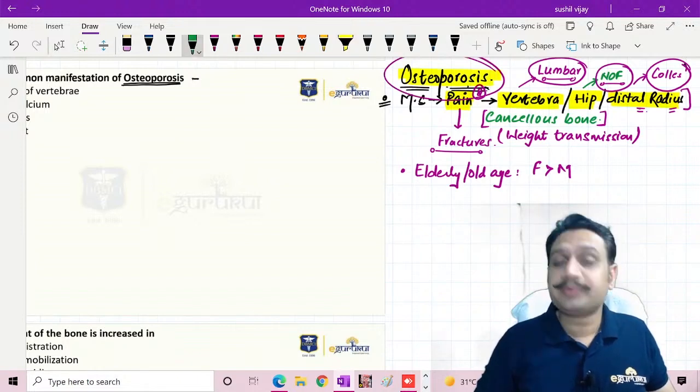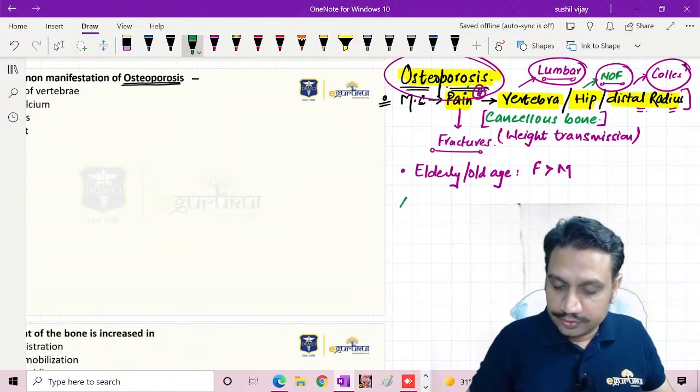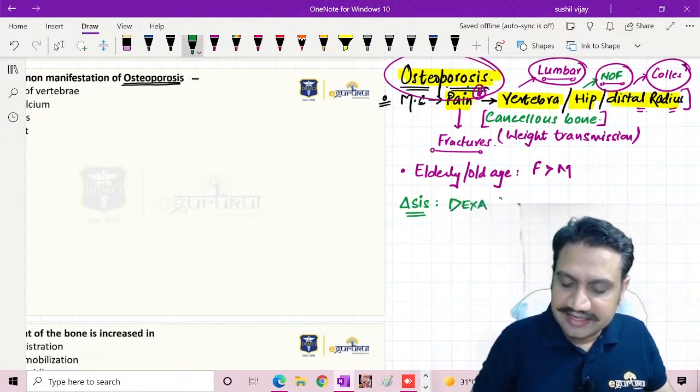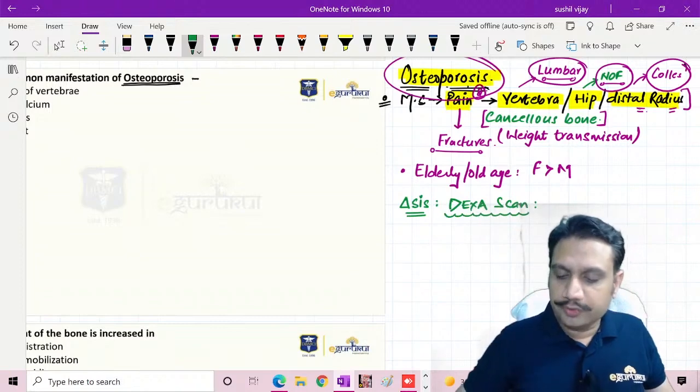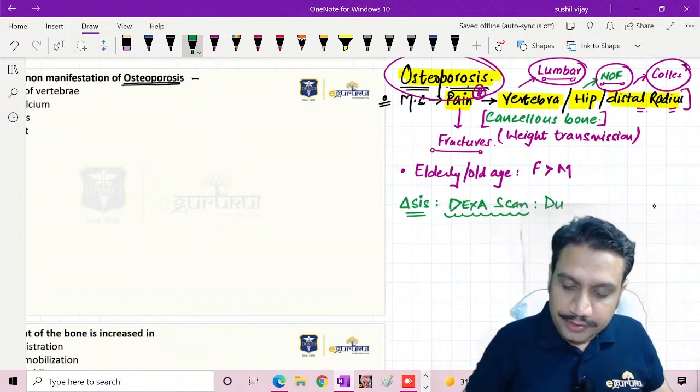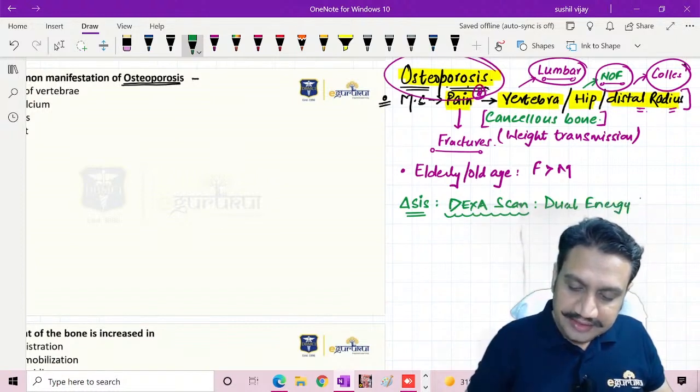How will you diagnose a patient of osteoporosis? The diagnosis of osteoporosis is done by something known as the bone scan, which is actually known as a DEXA scan. Bone scan is a vague term. So what do we do in DEXA scan? What is the full form of DEXA scan? DEXA is dual energy X-ray absorptiometry.